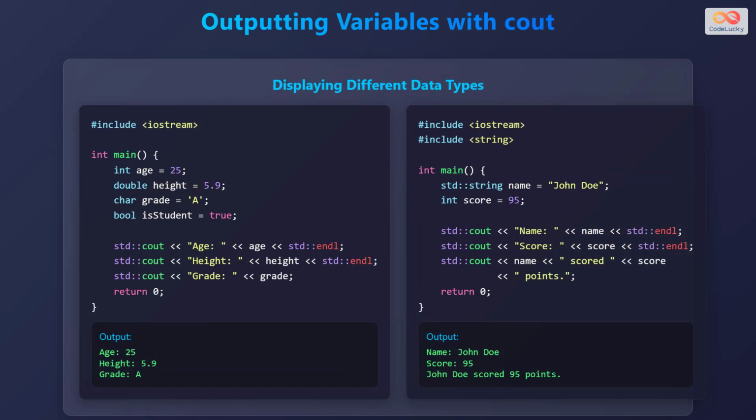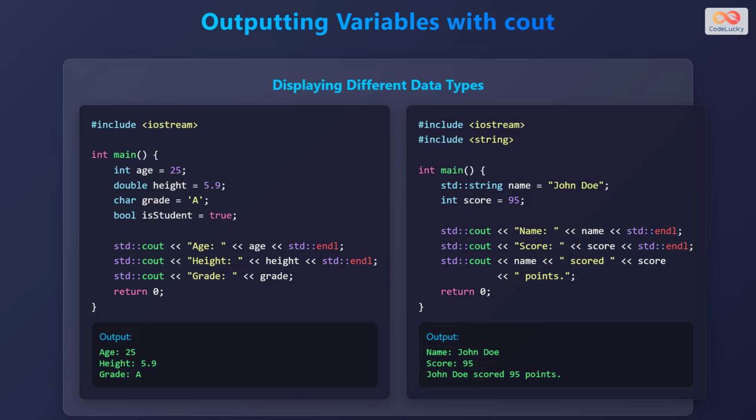Let's see how to output variables of different data types using cout. We will display integers, doubles, characters, and booleans. Include the iostream library. Inside the main function, declare an integer variable named age and set it to 25. Declare a double variable named height and set it to 5.9. Declare a character variable named grade and set it to 'A'. Then declare a Boolean variable named isStudent and set it to true. Use std::cout to display the values of these variables with descriptive text.